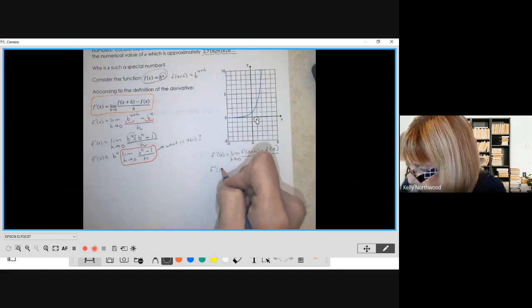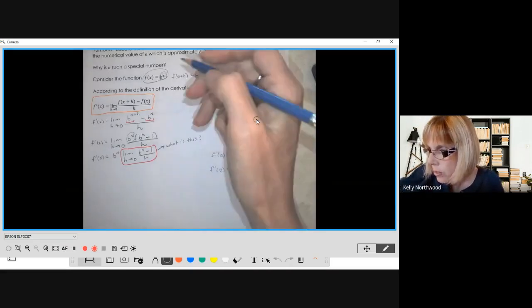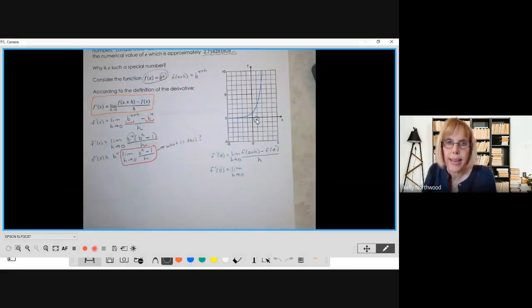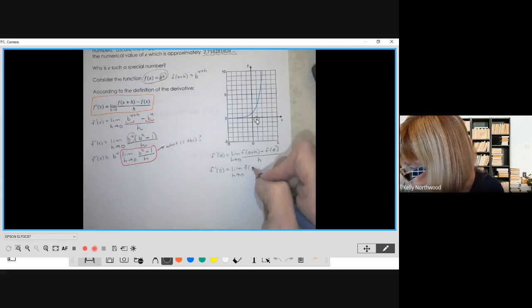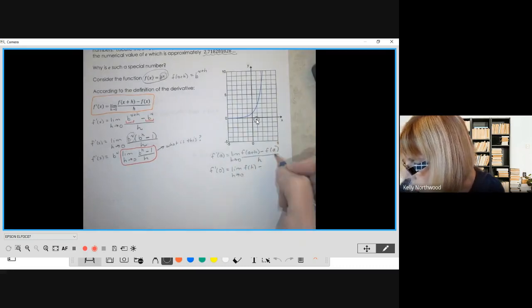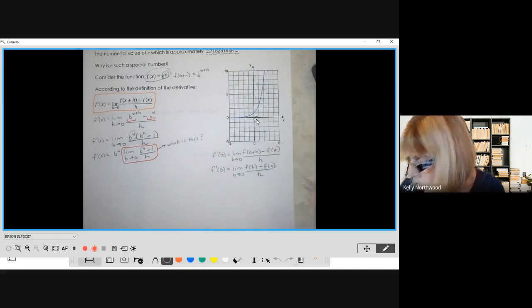And it turns out that if we find f prime at 0, basing it on our function being the same function f at x equals b to the x, so f at 0 plus h is just f at h minus f at 0 over h.